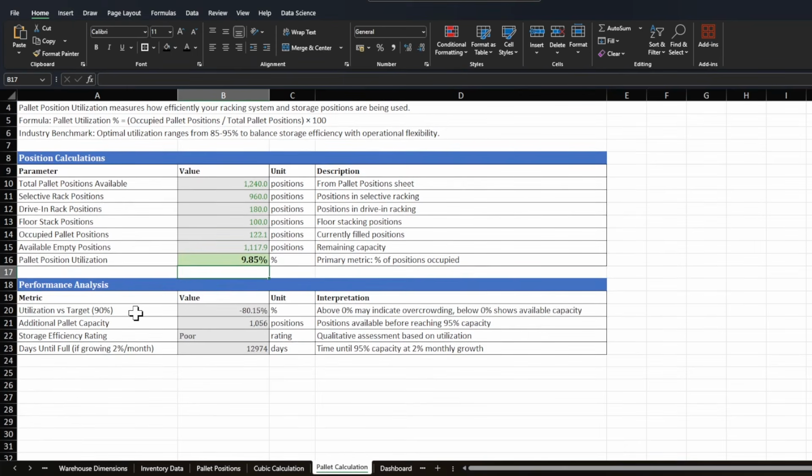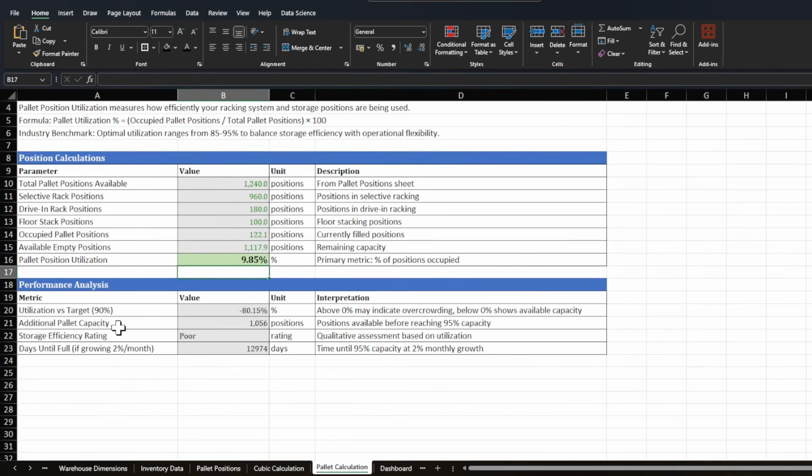The first one is utilization versus target. If you have 90% as a target for the utilization, then you are 80% far away from it. And again, if it is more than zero, it means you are overcrowded or overutilized. And if it is below zero, it means there's some capacity available which you should use. And if it is way less than zero, like in our case, it means it's underutilized.